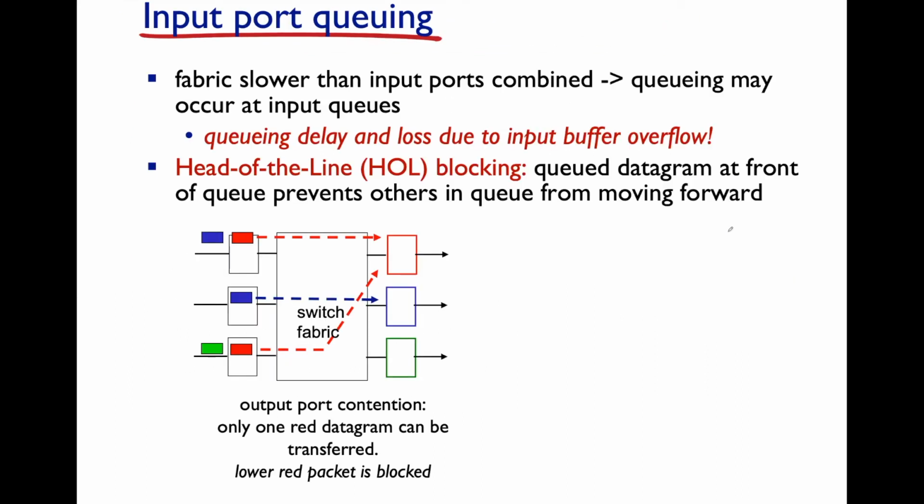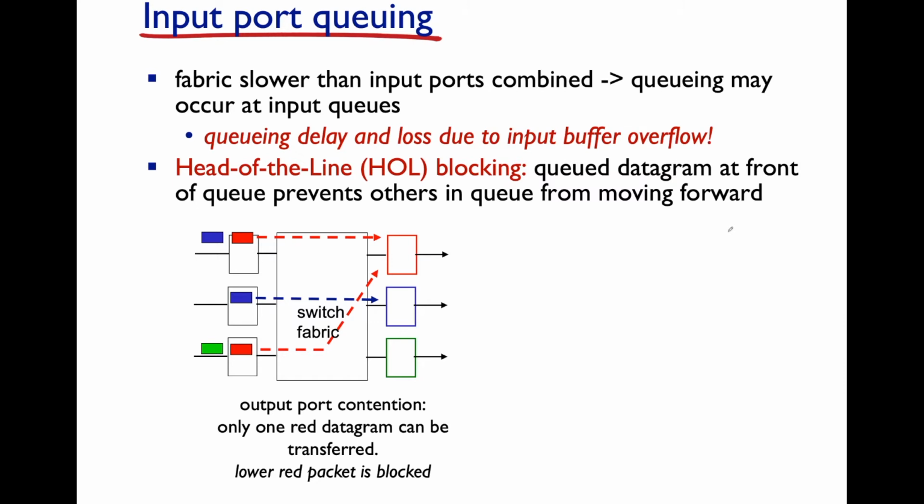And so one of the things you can get is so-called input port queuing. What this input port queuing arises from is that the switching fabric is slower than the input ports combined. So that means you're going to have some datagrams waiting or queuing. Now, of course, you can get queuing delay, but you can also get packet loss if your buffer fills up and you get buffer overflow.